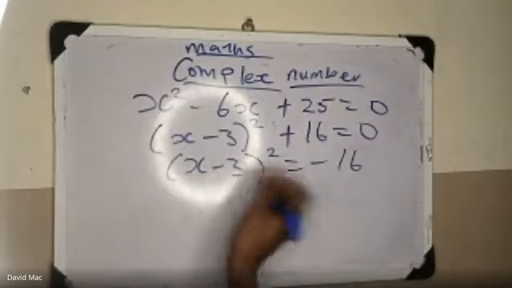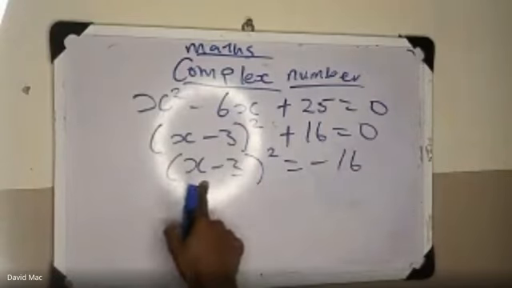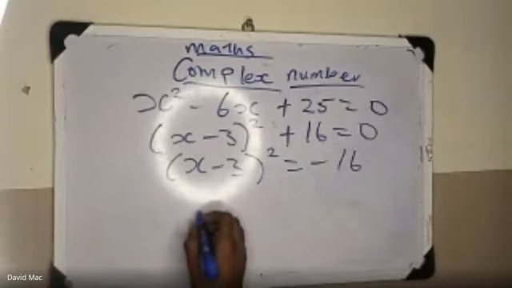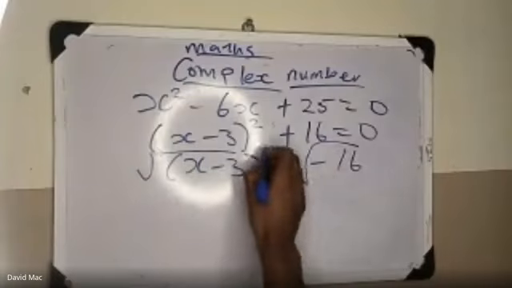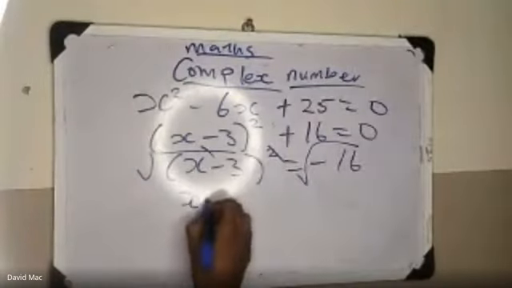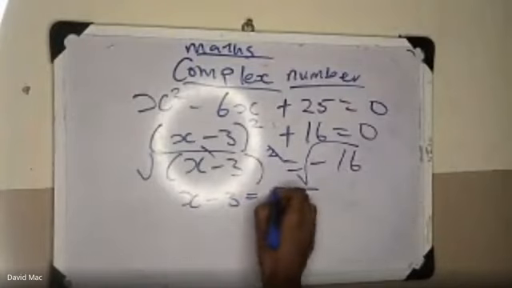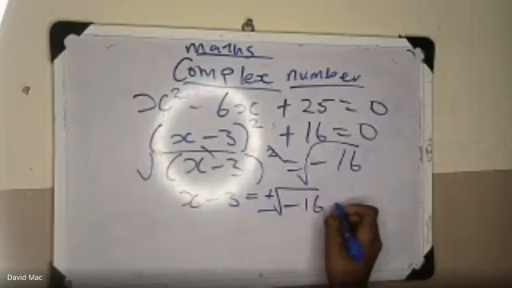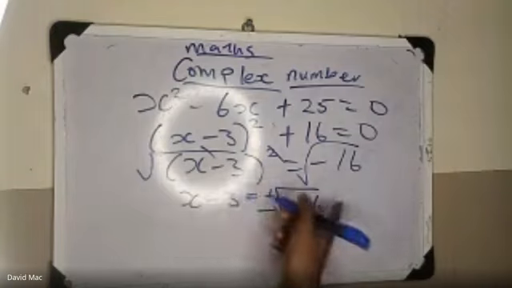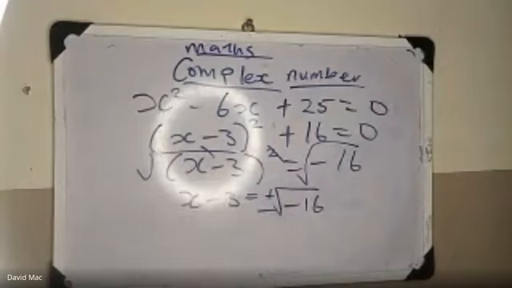So now when you want to make x the subject of formula here, you are going to be finding the square root of both sides. When you find the square root of both sides, this square will cancel this square. You are left with x minus 3 is equal to what? The square root, that's plus or minus the square root of what? Minus 16.